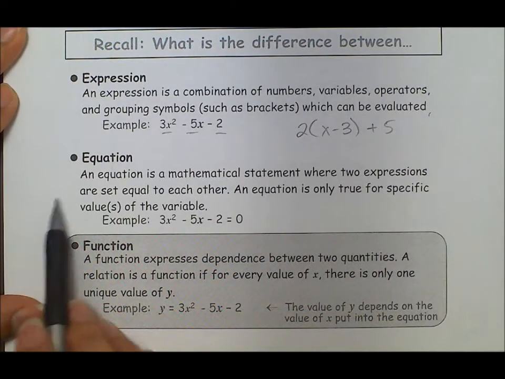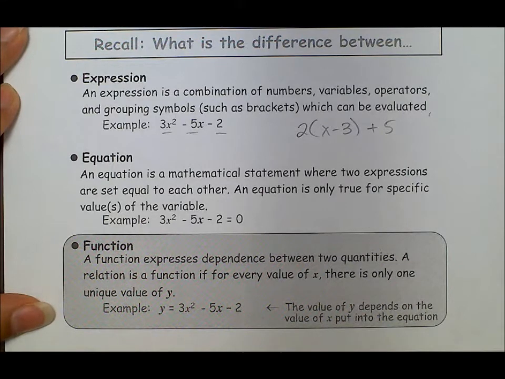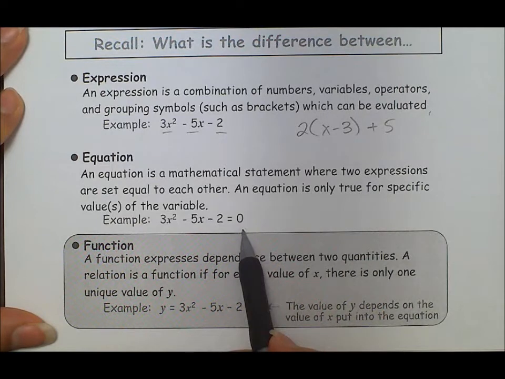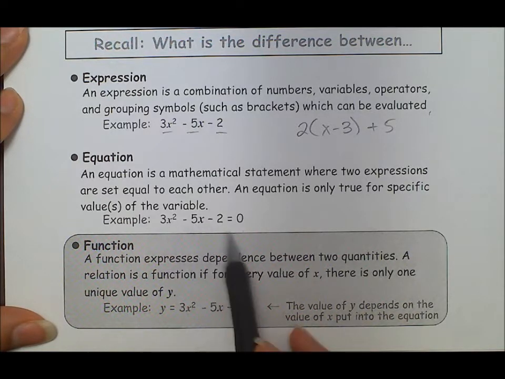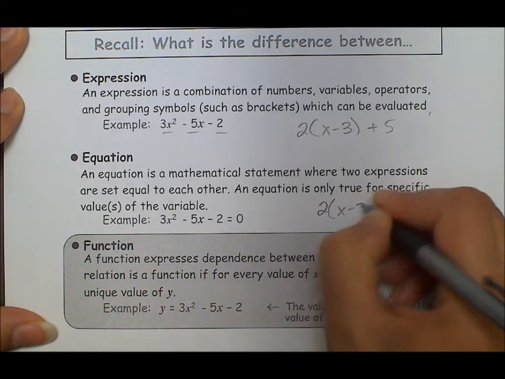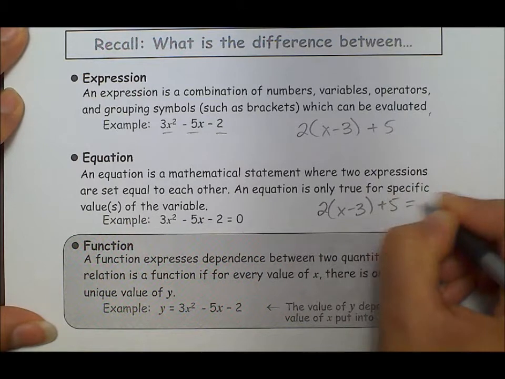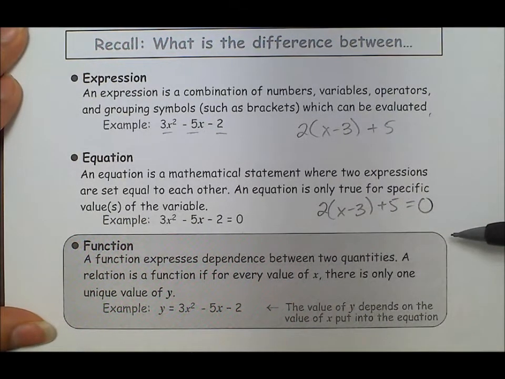Okay, an equation is a mathematical statement where two expressions are set equal to each other. An equation is only true for specific values of the variables. So here's an example of an equation. This equation is only true for specific values of x. Okay, so there's only a couple of values of x that will actually make the left side here equal to 0. Okay, here's another example of an equation. So I took the expression that I had above and I set it equal to a number, and now this becomes an equation. Now there's only a specific value of x that will ever make this equation true.